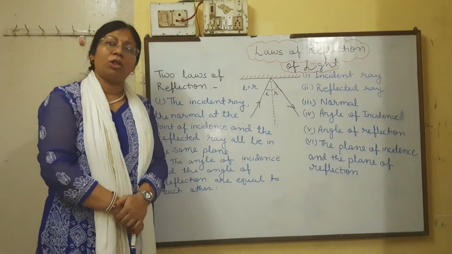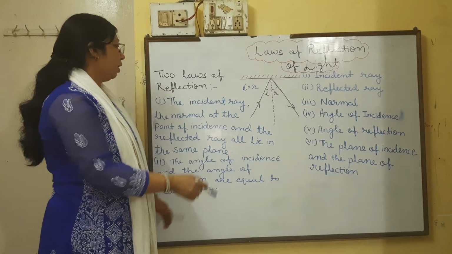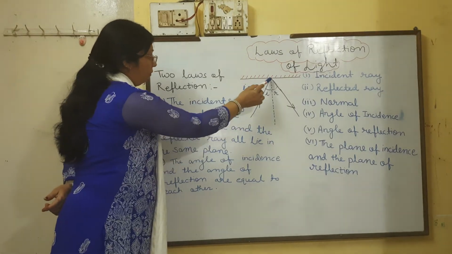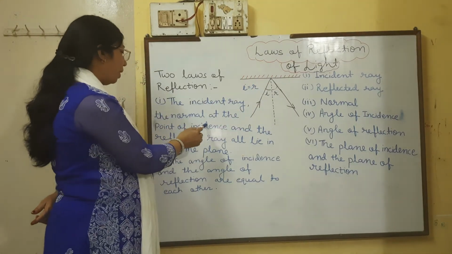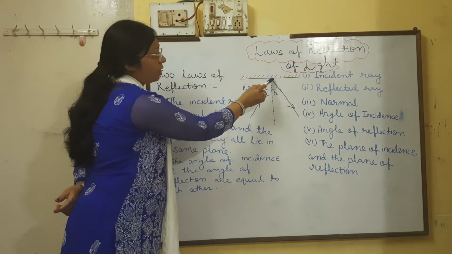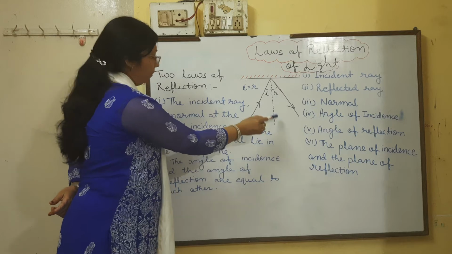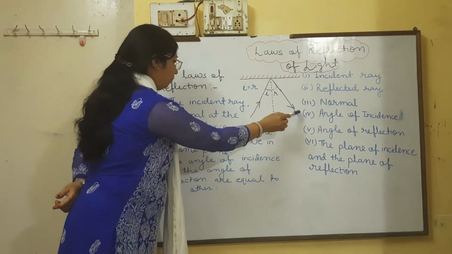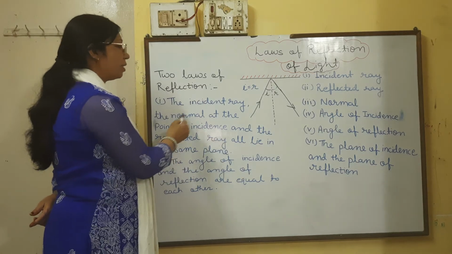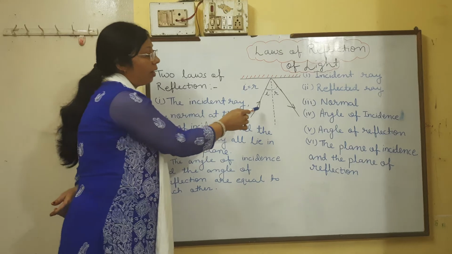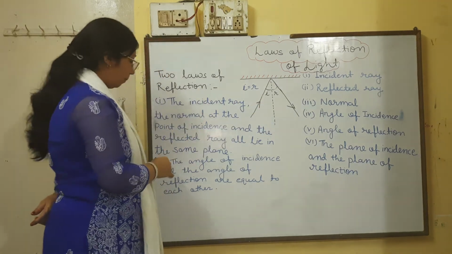There are two laws of reflection. Number one: the incident ray, this ray, the normal at the point of incidence, this is the point of incidence and this one is the normal, and the reflected ray, meaning this ray, all lie in the same plane. Already we have discussed, all lie in the same plane.